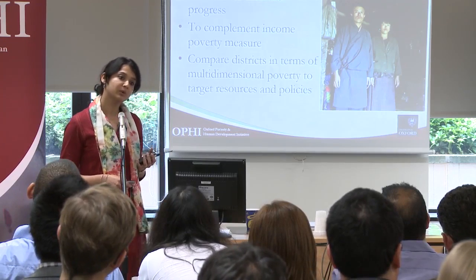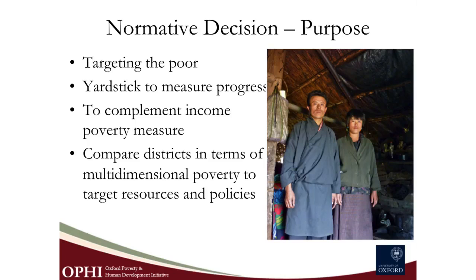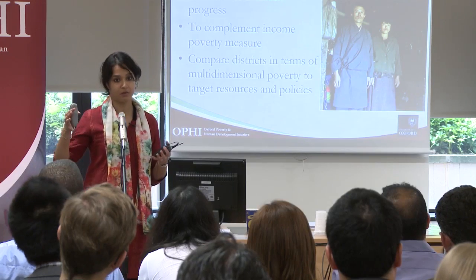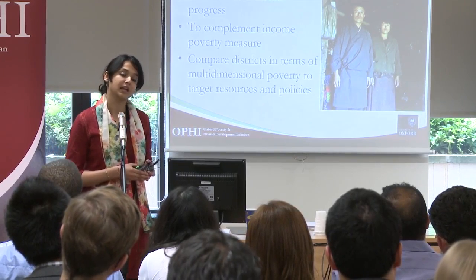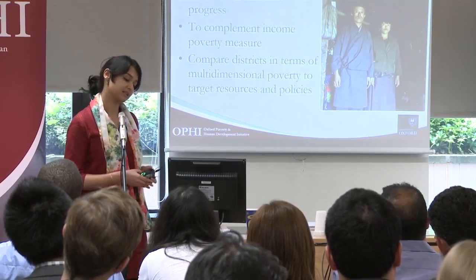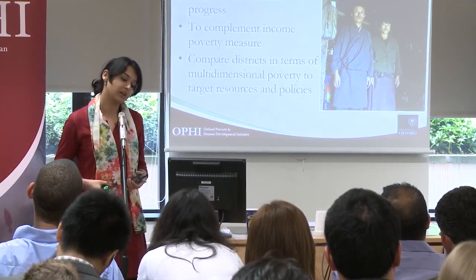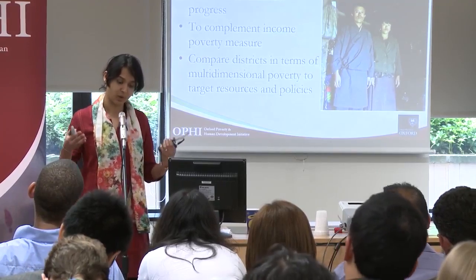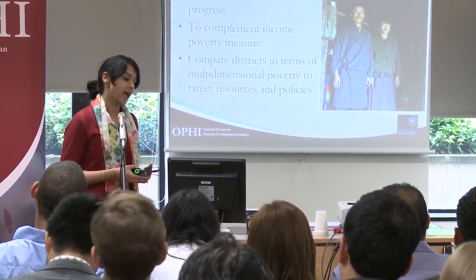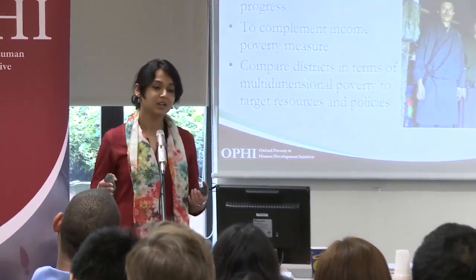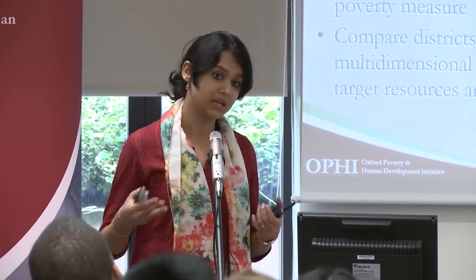And the purpose of the poverty measure in Bhutan was, one, to target the poor, and second, to look at multidimensional poverty in districts and in regions, because they had very specific targeting intentions in mind for regions and for dzongkhags, as they call the districts. And also the idea was to complement the income measure. It was very seriously to have a measure that complements what information was being provided by the income poverty measure that they had already been developing for years, and to measure progress. So these were the intentions behind the measure, and this was the normative framework within which they were working with the measure.